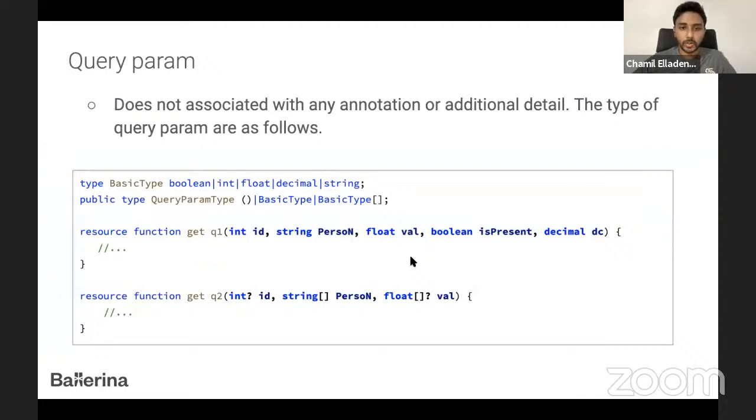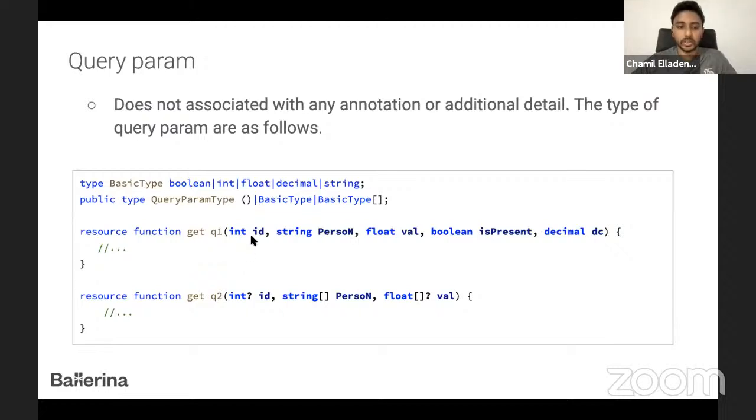So about the query parameter, it is a new addition. You don't have to specify any annotation or any additional details. You can take the URL parameters coming in the request URL into the signature during the resource invocation. These are the types we are supporting: basically the primitive types, array types, and the nillable and nil. So this is a sample where you have used all the types.